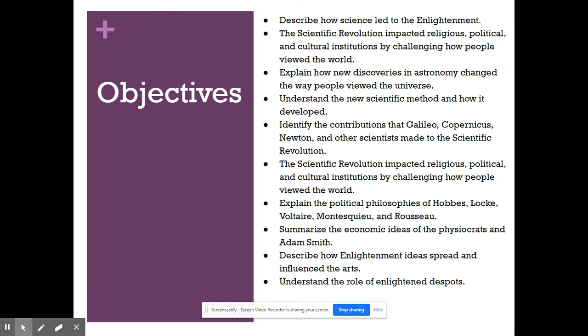So these are the objectives. I'm not going to go through all of them, but you can use these to study. If you know this stuff from both your reading and from what we do in class, you're going to do pretty well on quizzes and tests.